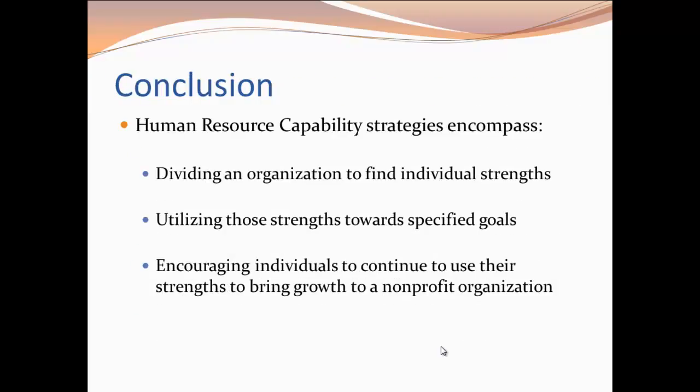So in conclusion, human resource capability strategies encompass dividing an organization to find individual strengths, because if you don't take it apart and look at everybody, you can't find individually what each person is good at, and that's extremely important and will help the organization to progress more efficiently. Once they find those individual strengths, you can utilize those strengths towards specified goals. From those specified goals, you can always encourage individuals to continue to use those strengths to bring growth to a nonprofit organization.